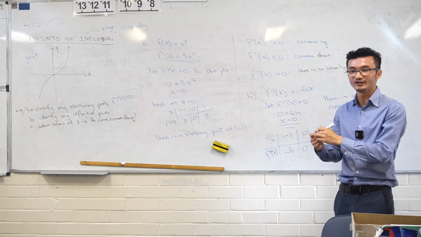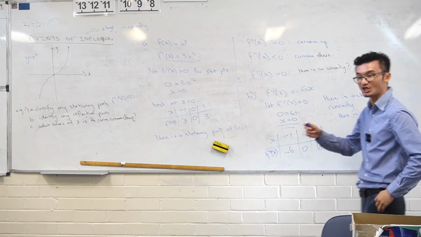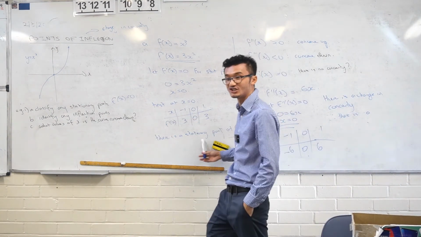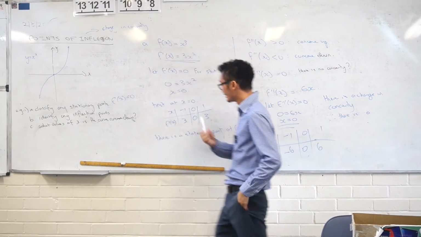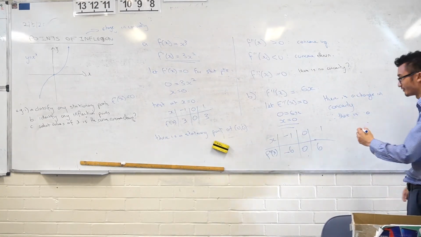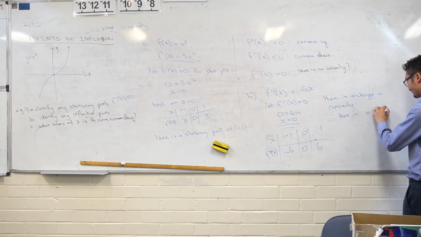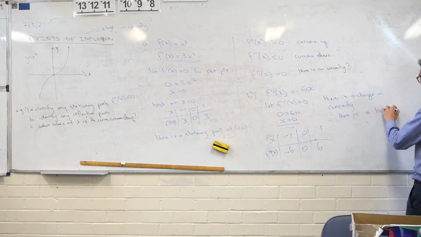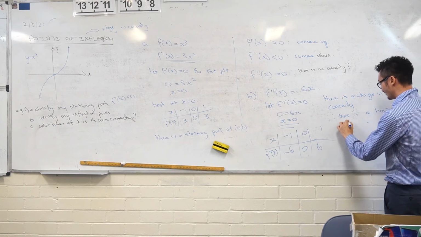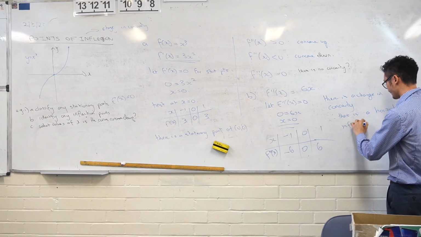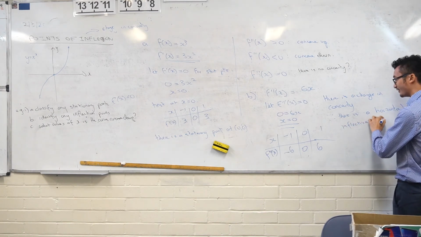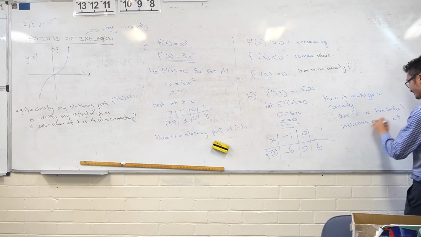Therefore, there's not only a point of inflection, because there's a change in concavity, but we found here there's a stationary point. So we call this, we're very creative with names, mathematicians, a stationary inflection point. It's a horizontal inflection point. And we already found what that point was, it's just at 0, 0. Okay?